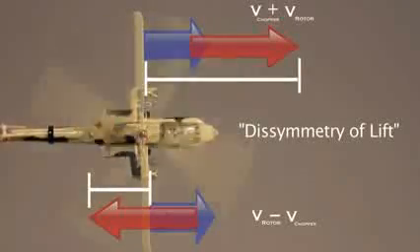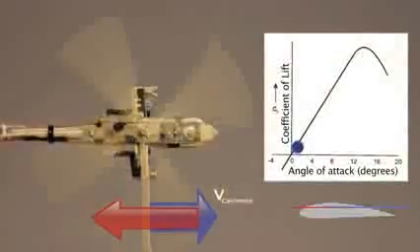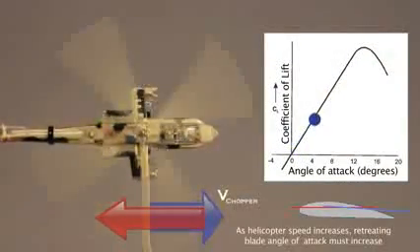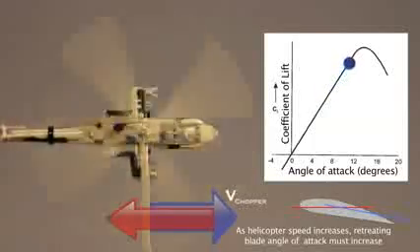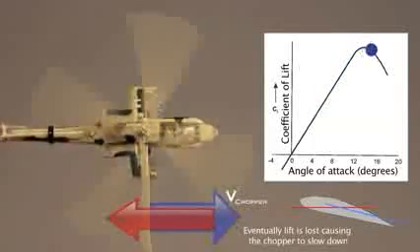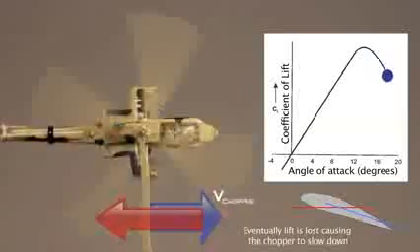This creates something called dissymmetry of lift. And to counteract this, the rotor on the retreating side is given more pitch to produce more lift. This works up to a point, but if the helicopter goes too fast, the pitch becomes too great and you lose lift, creating what's called a retreating blade stall.